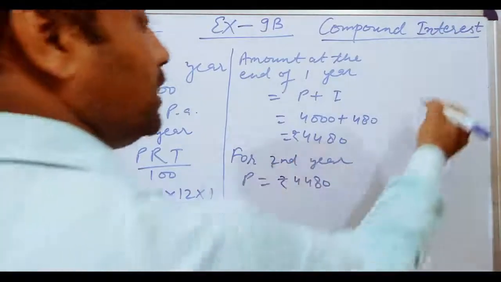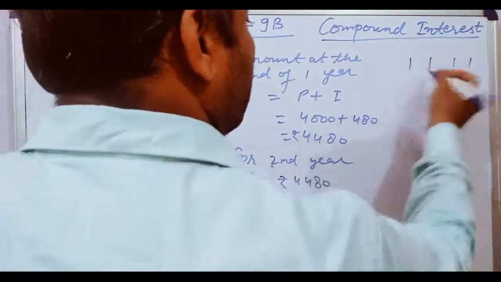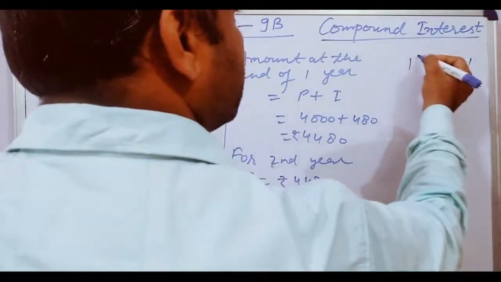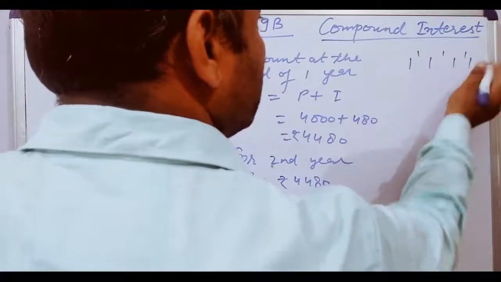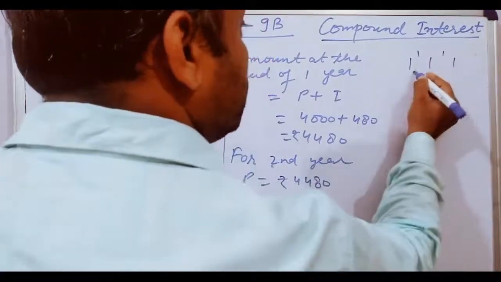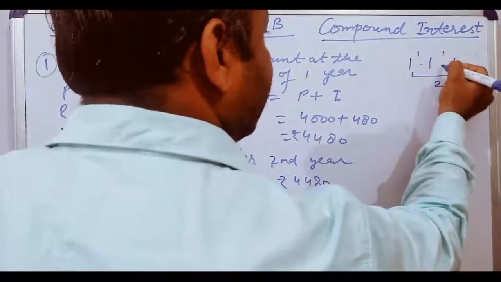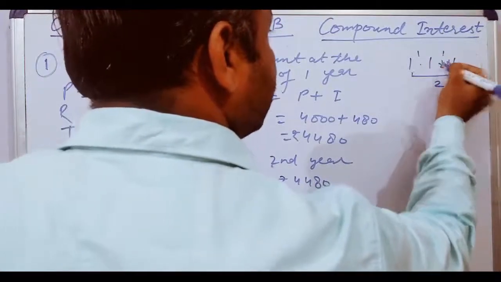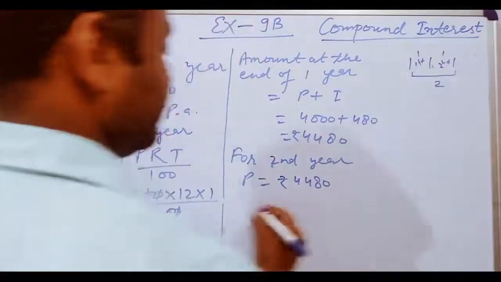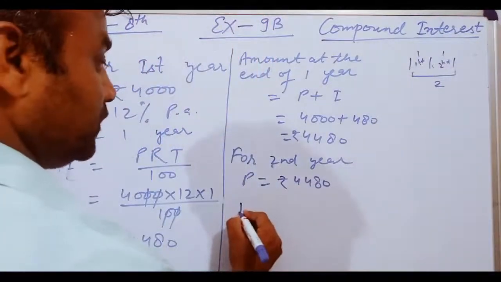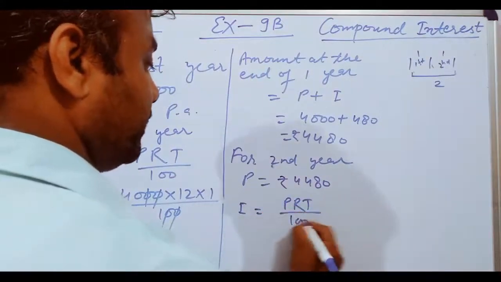Second year means, again I am telling you, 1 year here, 1 year here. These are 2 years in total, but the duration of the second year means this one. This is second, this is first. So the second year duration is 1 year. Then interest equals PRT upon 100.